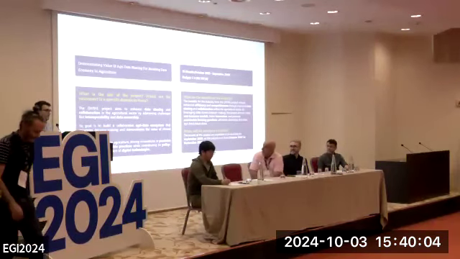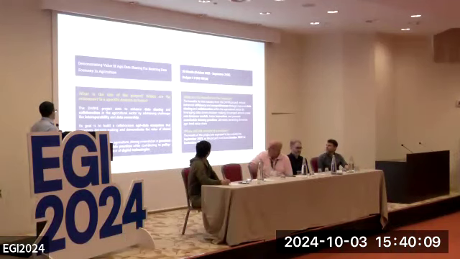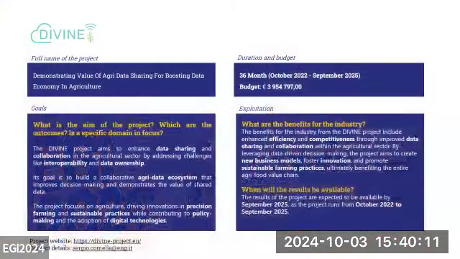So, briefly, what are the aims of the project? The DIVINE project aims to enhance data sharing and collaboration in the agricultural sector, of course, by addressing challenges like interoperability and data ownership, two of the most important aspects of the data space concept. So its goal is to build a collaborative agri-data ecosystem that improves decision-making and demonstrates the value of shared data.